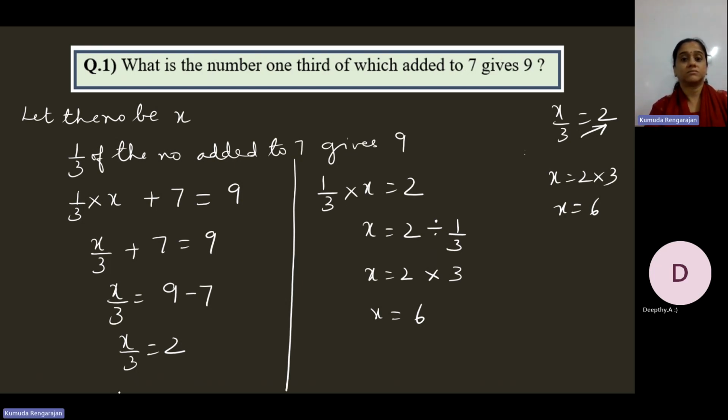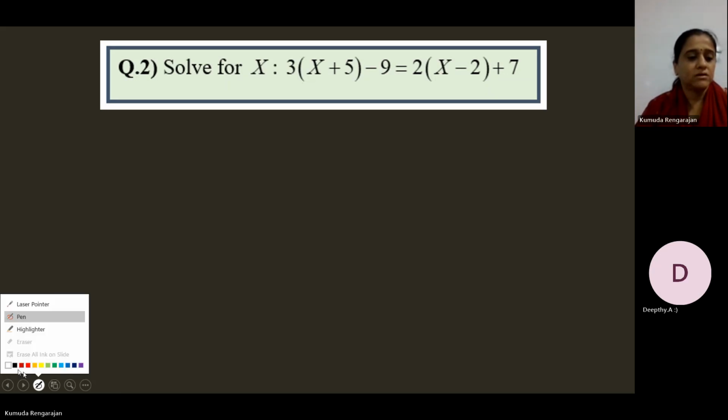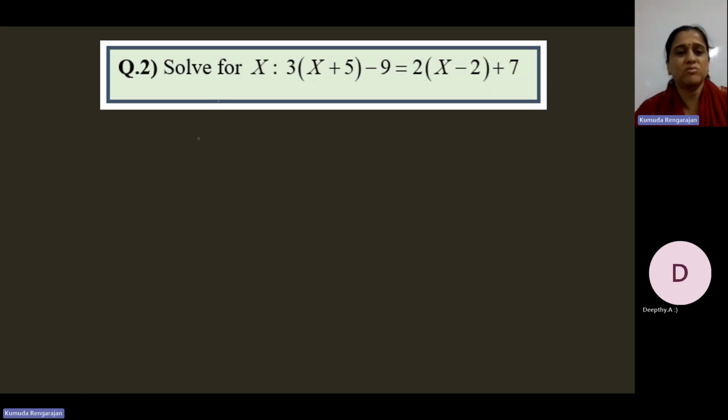And children, solve for x. It's a capital X. We change it to small x, okay? We'll just change this to small x.